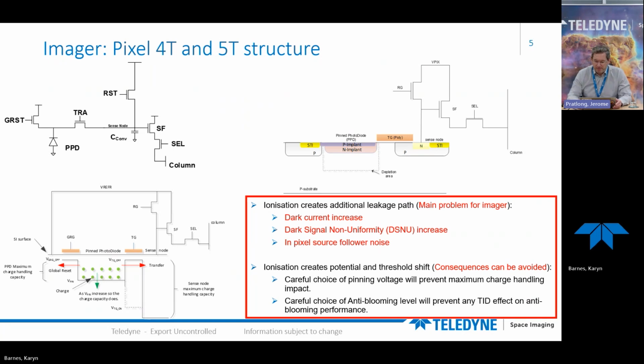Therefore, the ionization will create additional leak path, dark current, dark signal non-uniformity, but also will increase the noise floor by increasing the noise of the in-pixel source follower. We will see also that the two other consequences, potentials and threshold shift, can be mitigated by design.